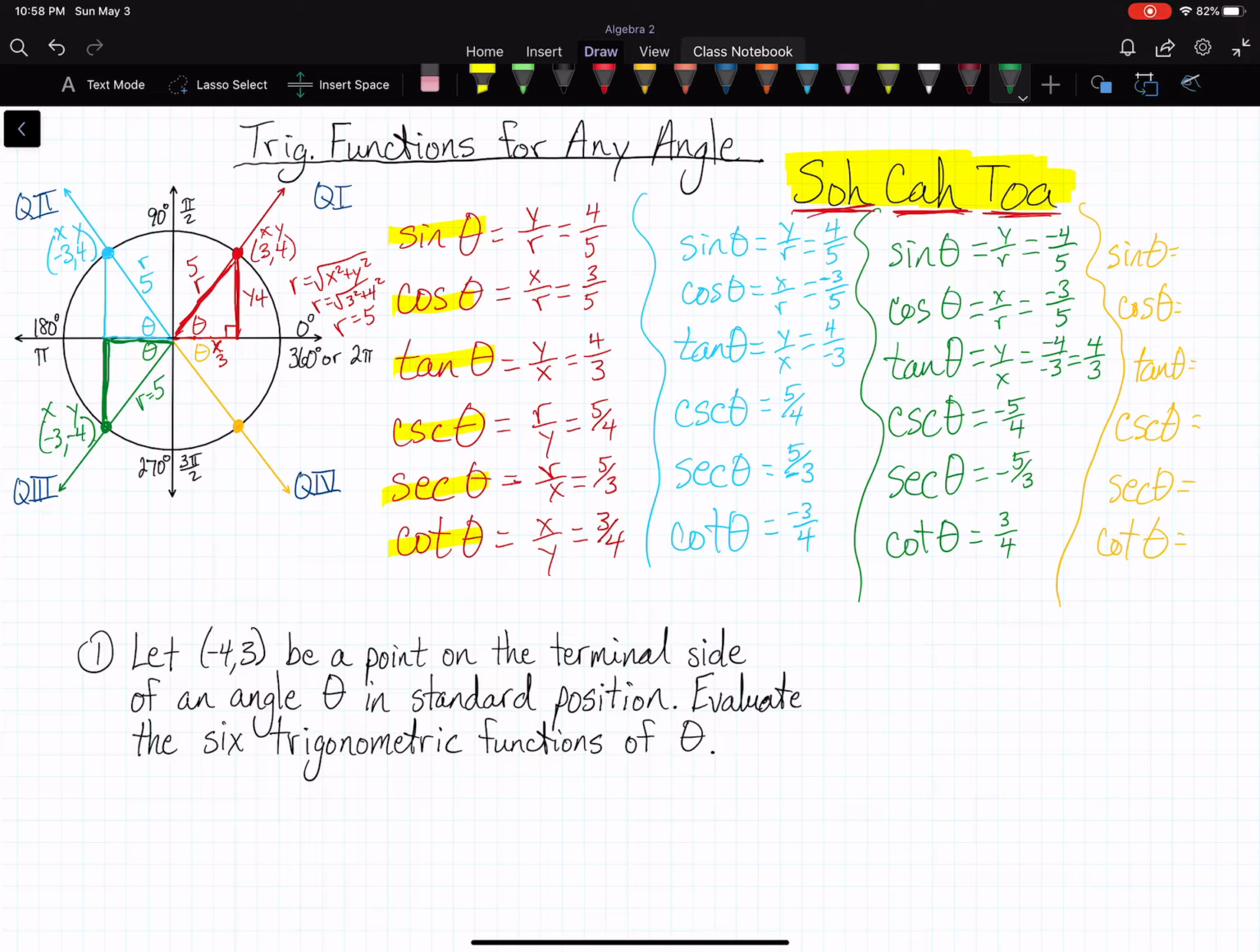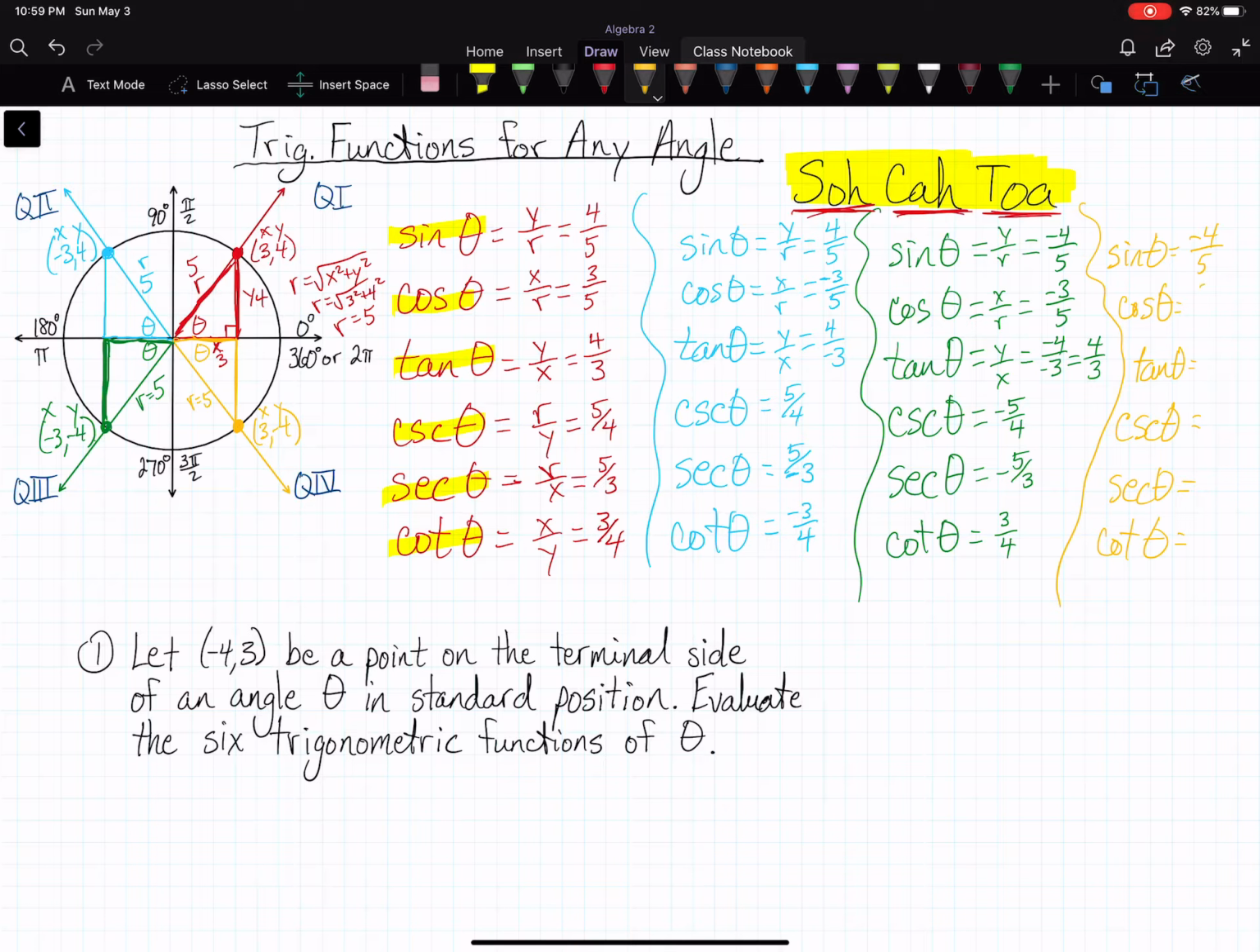And then last but not least, our yellow one. Again, draw you a straight line to the x-axis to make your triangle. This point right here is 3, -4. It's in the fourth quadrant. My radius is still going to be 5. So y is -4 over 5 is my radius.